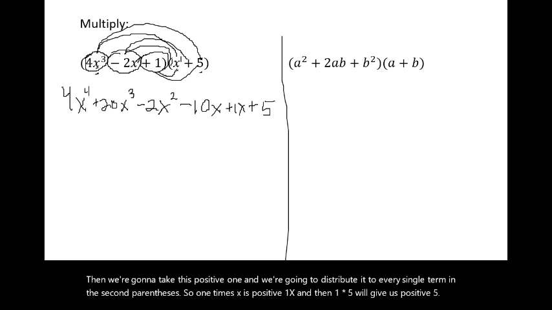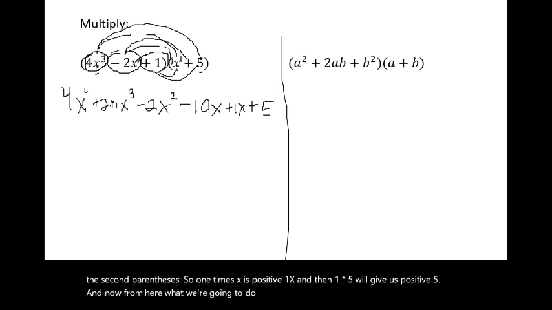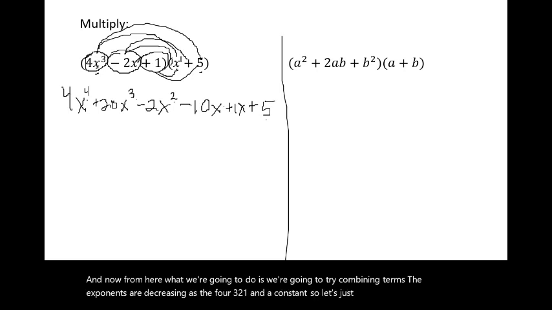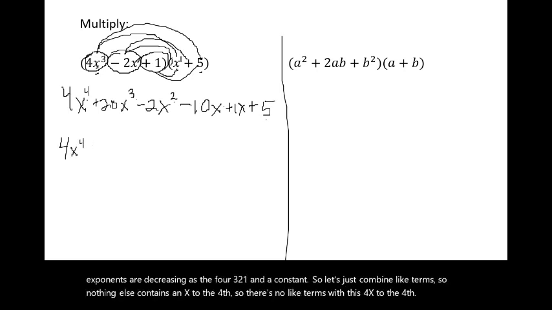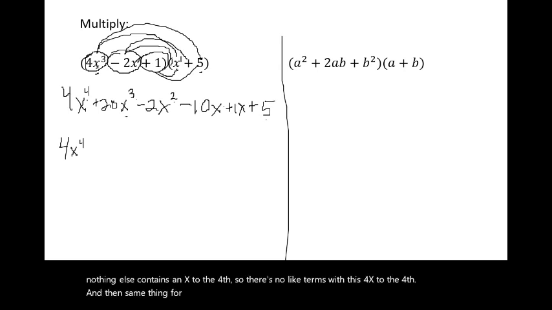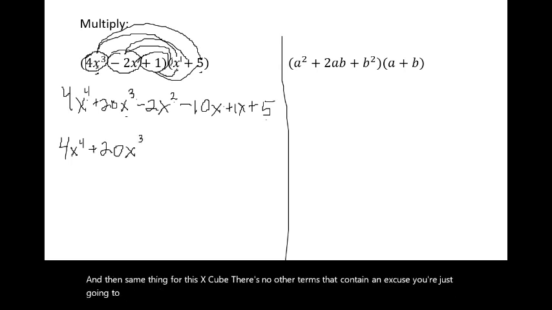And now from here, what we're going to do is try combining like terms. The exponents are decreasing, so 4, 3, 2, 1, and a constant. So let's just combine like terms. Nothing else contains an x to the fourth, so there's no like terms with this 4x to the fourth. And then same thing for this x cubed. There's no other terms that contain an x cubed, so you're just going to leave 20x cubed where it is.